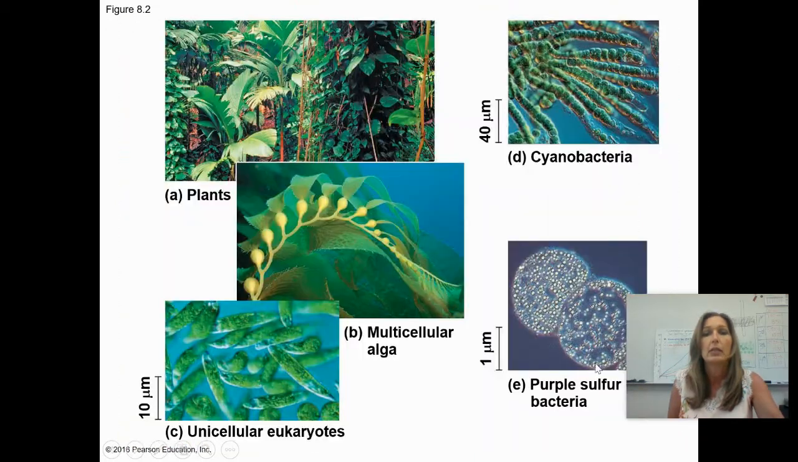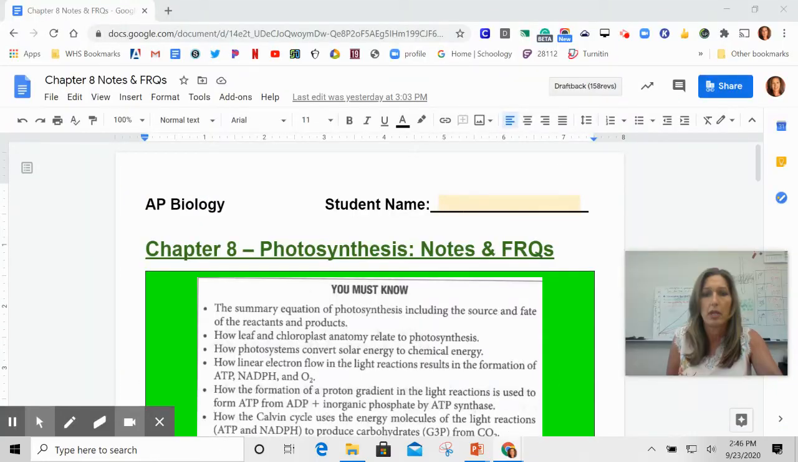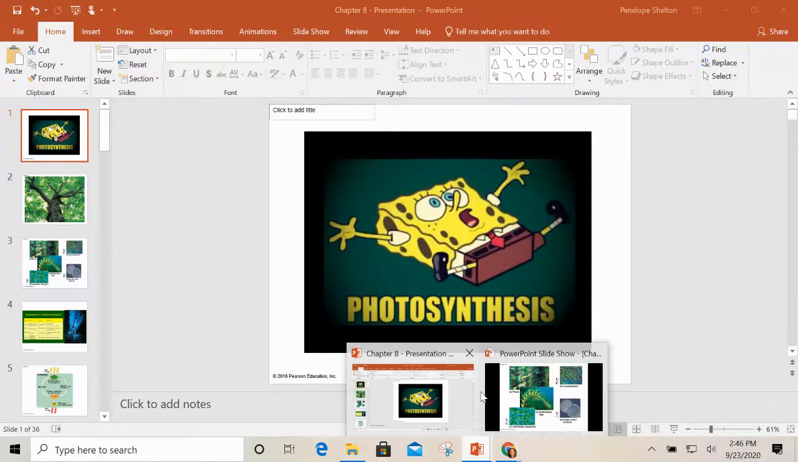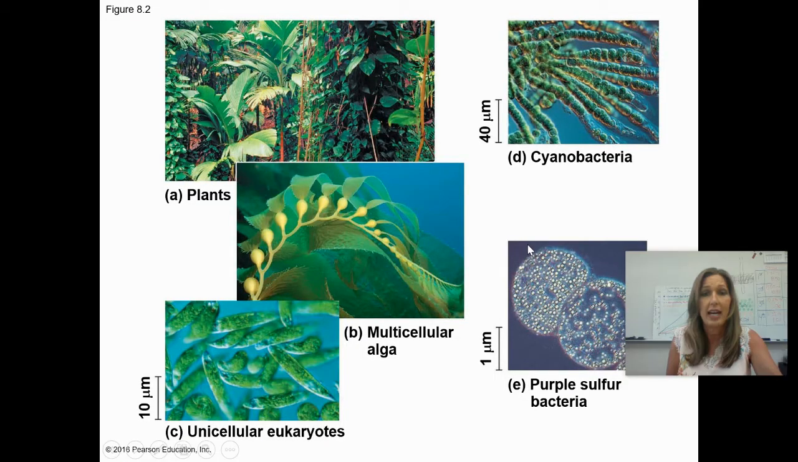Now, I also need you to make sure you're clear on the fact that it's not just plants that perform photosynthesis. Yes, we'll talk specifically about plants, but also be aware that there are other domains and kingdoms that perform photosynthesis, from multicellular algae to some unicellular eukaryotes and protists, cyanobacteria, purple sulfur bacteria.